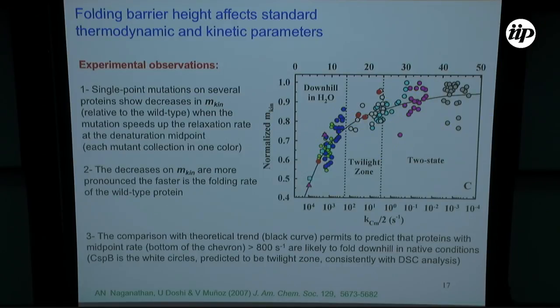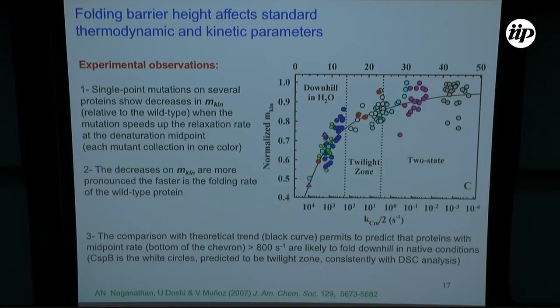So proteins that will have some kind of complex behavior in equilibrium, in principle. So, of course, the implication is that we should be able to use this type of analysis beyond downhill folders, which would be right here.